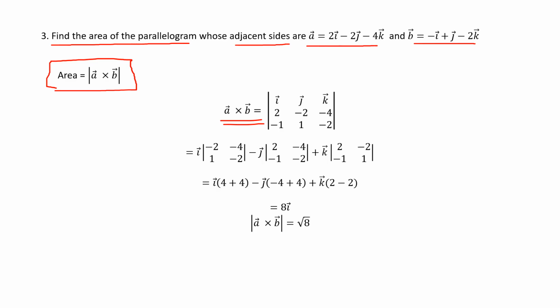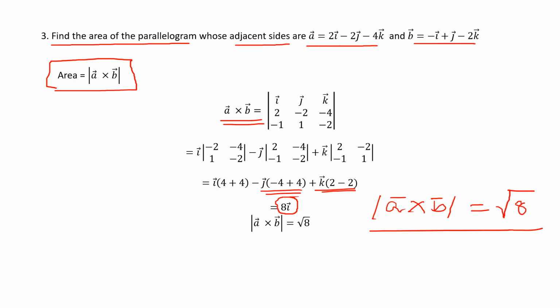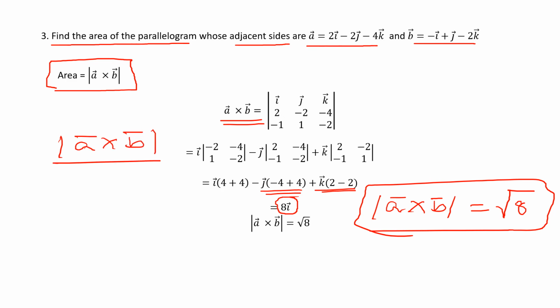Like the previous two questions, if you solve, this will give you 8 times i vector. So j will become 0 and k will become 0. You have only 8i. Then I have to find the magnitude of the cross product between the two vectors, which is nothing but square root of 8. So this is the final answer. In the same question, if they ask for the triangle, then you have to use this formula, that is, the magnitude of the cross product between a and b divided by 2.